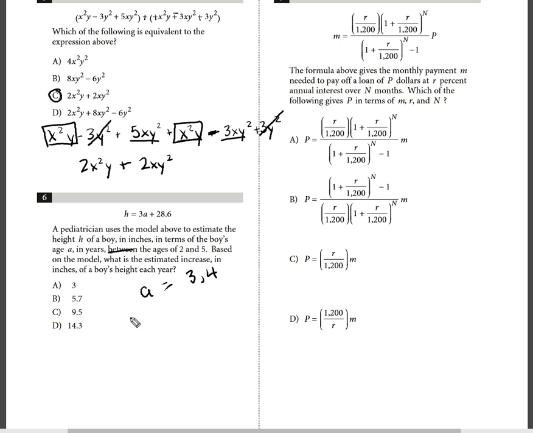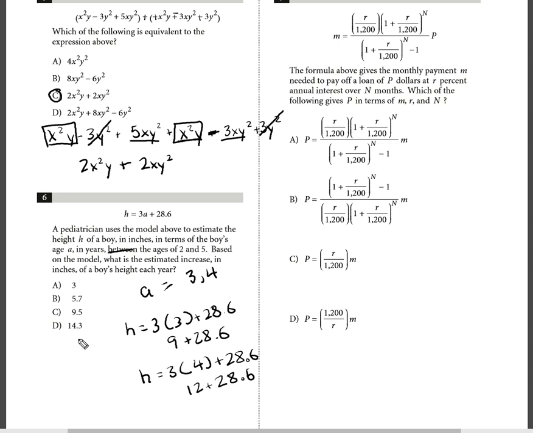So all we do is plug that into the formula. So h is equal to 3 times a, which will be 3 years old, plus 28.6. That gives us 9 plus 28.6 inches as his height. You can add that together, but I'm just going to skip that because it's not necessary. Now for a second height, 3 times the age of 4 years old, plus 28.6. And 3 times 4 is 12 plus 28.6. We see an increase from 9 to 12. 28.6 is a constant, it remains the same. So that is an increase of 3 inches per year.